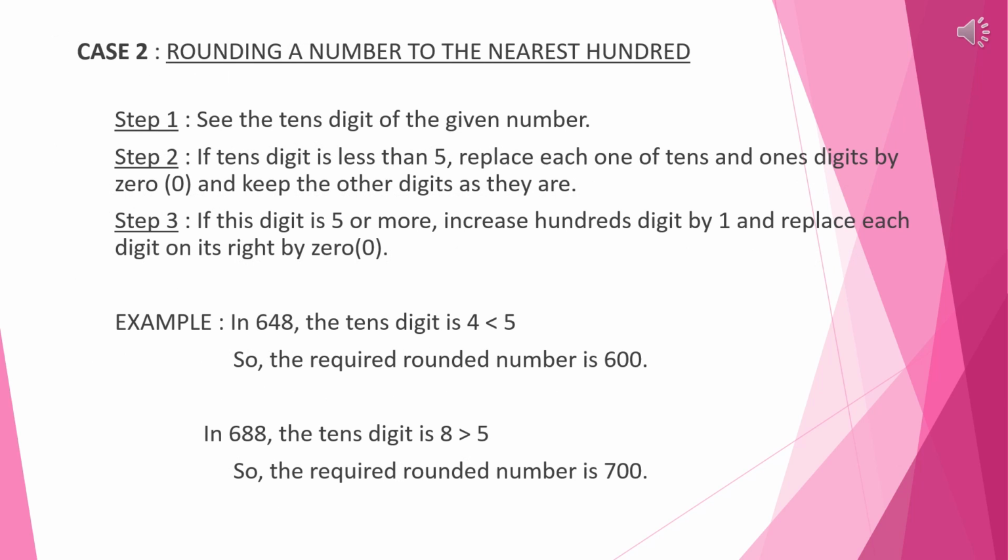Now let's understand case 2, rounding a number to the nearest 100. In this case, we have to follow these three steps. Step first, see the tens digit of the given number. Step 2, if the tens digit is less than 5, replace each of the tens and ones digits by 0 and keep the other digits as they are. Step 3, if this digit is 5 or more, increase the hundreds digit by 1 and replace each digit on its right by 0. Now let's understand with the help of an example.